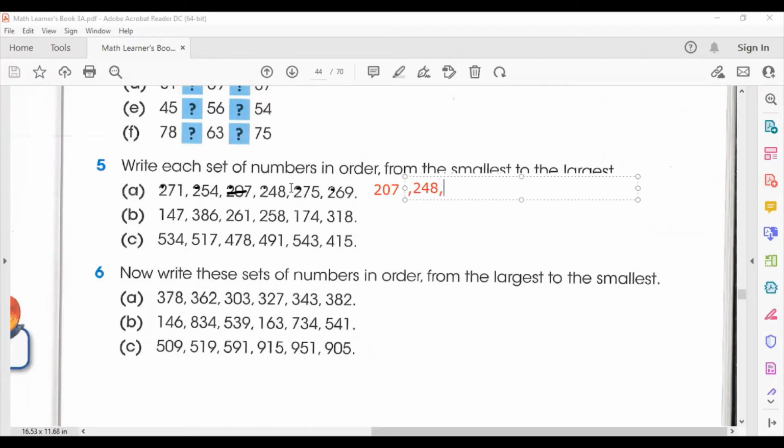Then 248, after this 254. 254, cut it. Then 269. 269 finished. Now we have 271 and 275. Like this we arrange from the smallest to the largest number. The same method you can apply in the other two parts. If you write any number, you need to cut it.